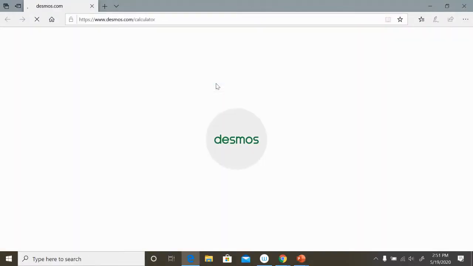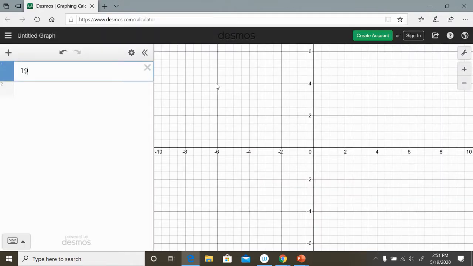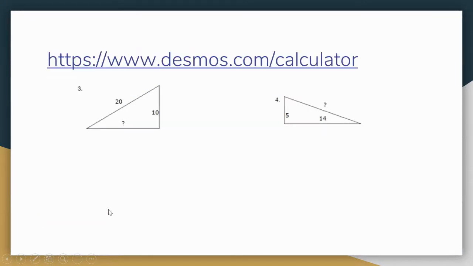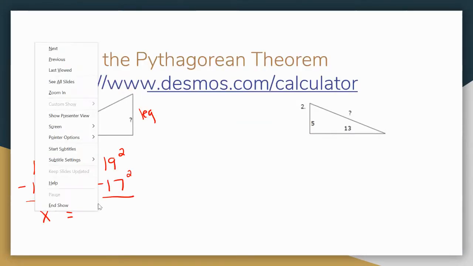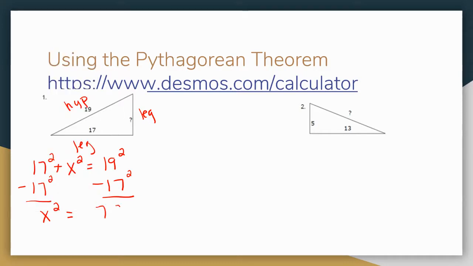Now, if you absolutely want to figure out what 19 squared is and what 17 squared is and then subtract them, you are more than welcome to do that. It works just as easily to do it this way. And I get 72. So x squared is equal to 72. Now to get x by itself, we're going to need to take the square root of 72.